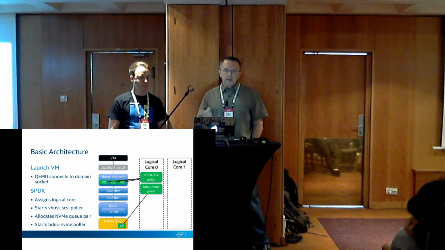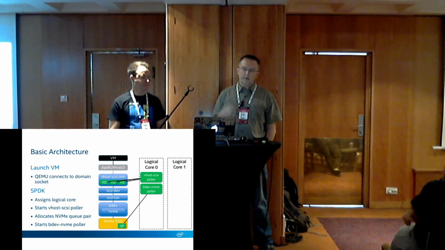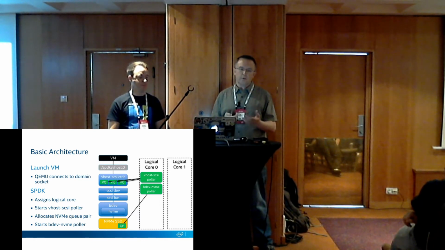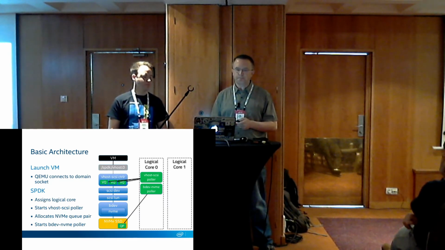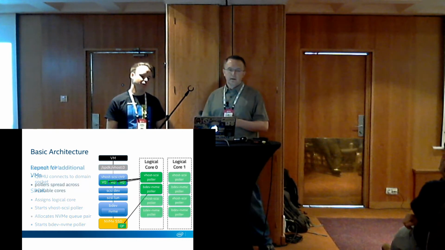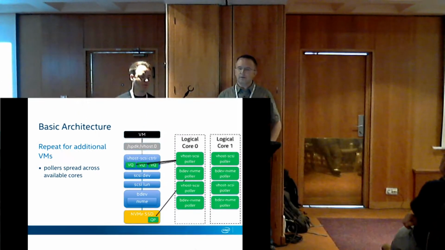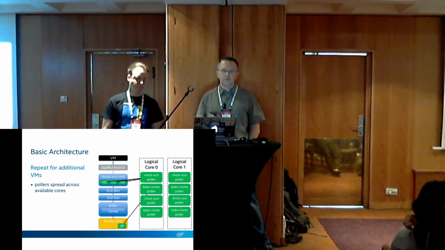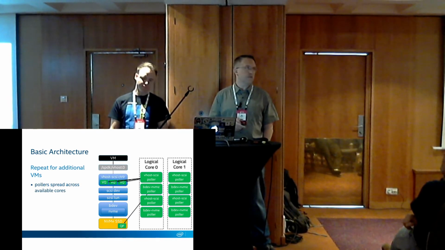And then for NVMe, NVMe has a really nice protocol. For those that aren't familiar, you can allocate queue pairs, which are completely independent of one another. So at this point, we're going to allocate an NVMe queue pair, and we're going to set up a poller for that queue pair as well. And then we're going to repeat this for additional VMs. So the configuration tool is going to set up these SPDK SCSI structures for other VMs, and as they get connected, we're going to start these pollers across other cores.